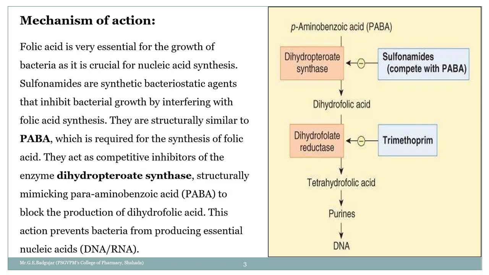Sulfonamides compete with this para-aminobenzoic acid, thereby inhibiting the activity of dihydropteroate synthase enzyme, because of which the synthesis of tetrahydrofolic acid is inhibited. So in this way, these drugs block the production of dihydrofolic acid. This action prevents the bacteria from producing essential nucleic acids. So in this way, sulfonamides act as bacteriostatic agents.